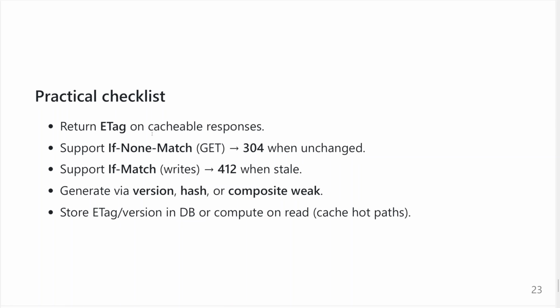So always return ETag on cacheable resources. Support If-None-Match when unchanged. Support If-Match, meaning put this on your APIs always. There is no big impact on performance, and this way you make sure that you have a kind of defensive approach to your development. So generate via version, hash, or composite weak, and of course store the ETag version in the database or compute on read. It depends on the algorithm that you choose.